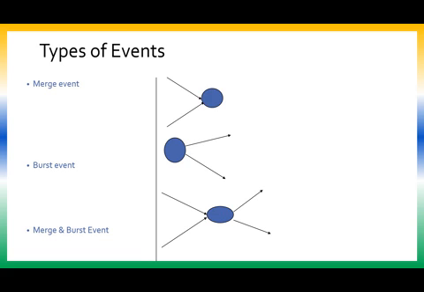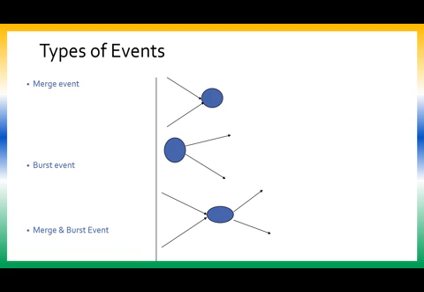Then the second type of event is burst event. If at all an event is marking the beginning of more than one activity, that is, if more than one line is starting from a node, then such an event is called burst event.